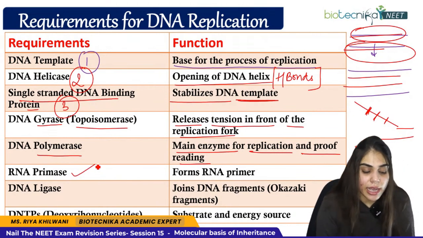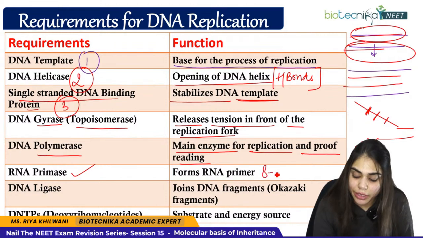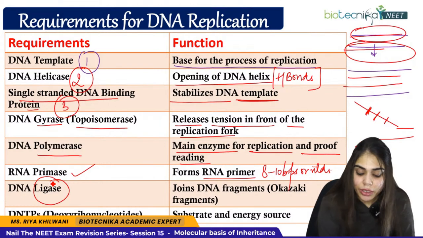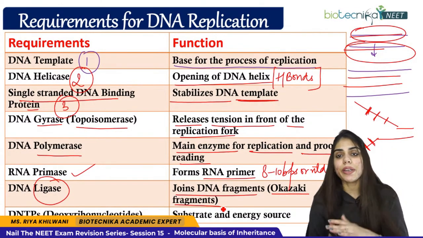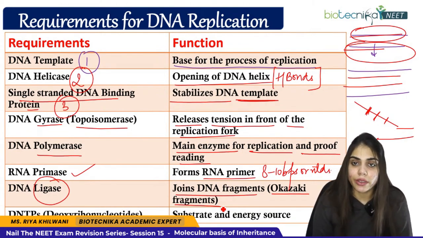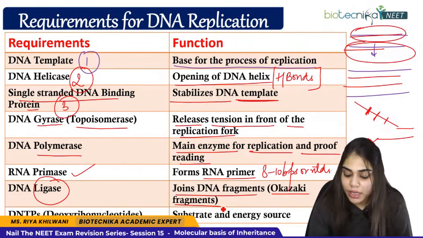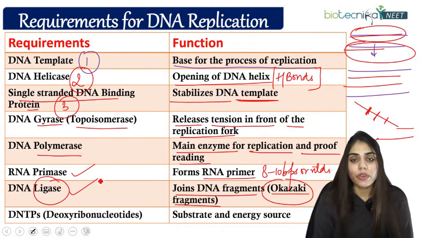It also requires RNA primase that will synthesize an RNA primer of 8 to 10 nucleotides. In short, it forms RNA primers. Ultimately, DNA ligase will come that will join DNA fragments or Okazaki fragments, because the upper strand is itself continuous, but you have to make the discontinuous strand, or the lower strand, continuous. And how is this formed? It will be formed with the help of ligase enzyme that will join the Okazaki fragments together.